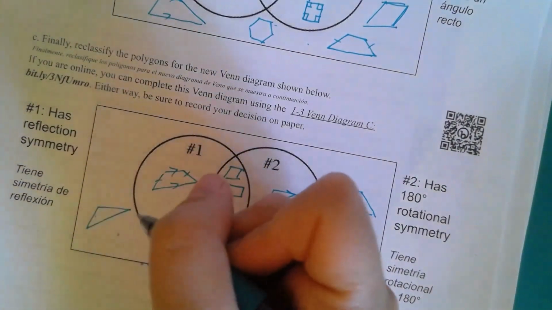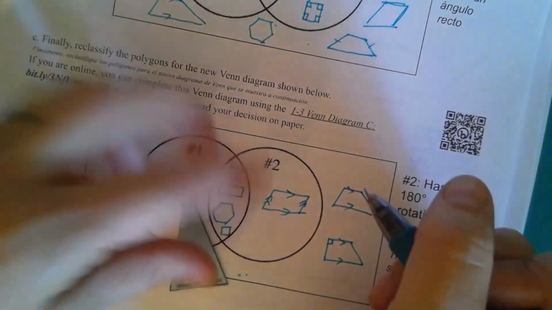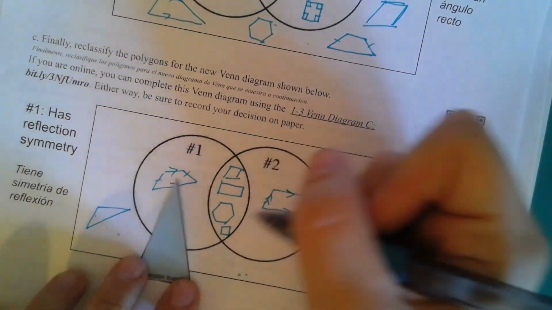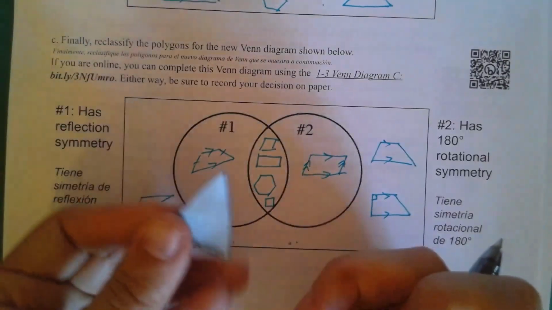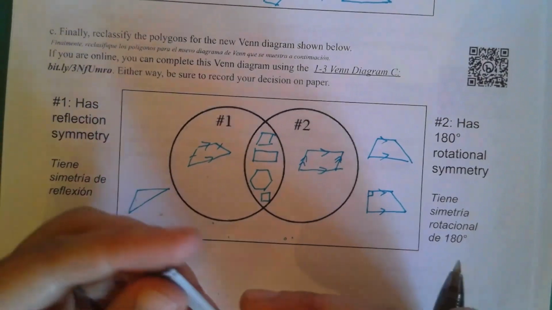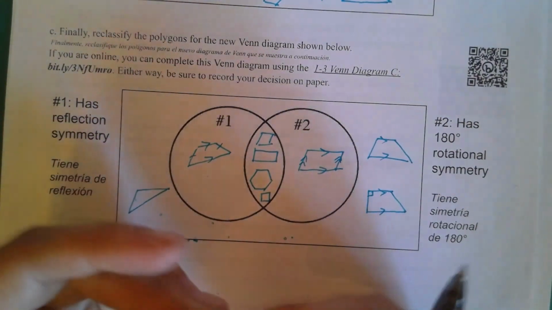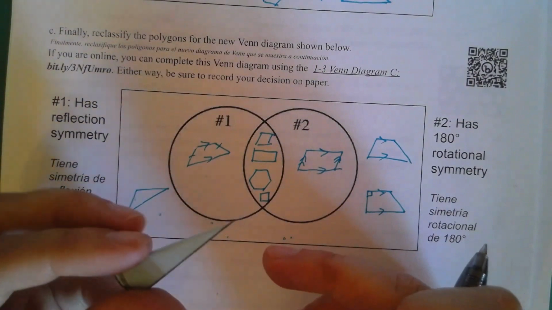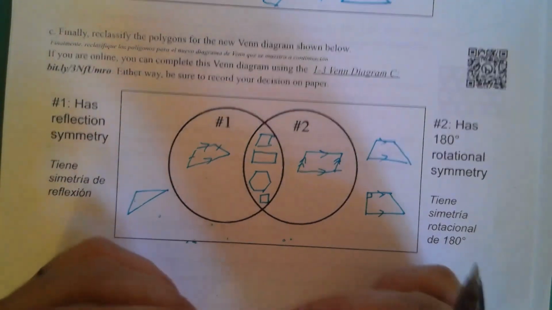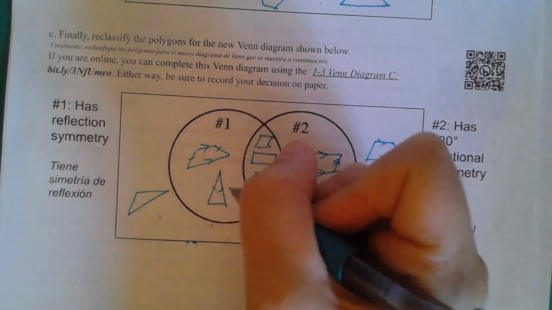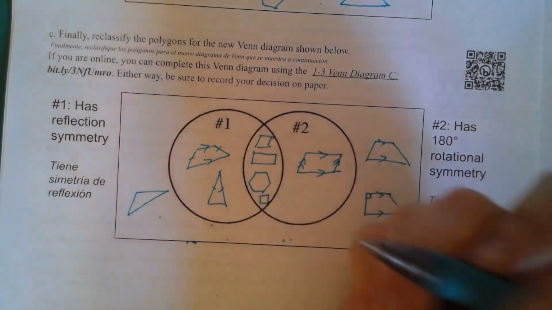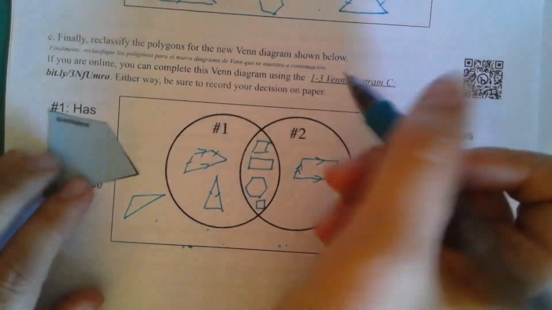Goes on the outside. Isosceles triangle? Well, it doesn't have rotation, but I can fold it. Well, I can't rotate it, but I can fold it. See? There we go. Perfect. So this has 1, but not 2. It has reflection symmetry, but not rotation. Okay. Quadrilateral, neither.